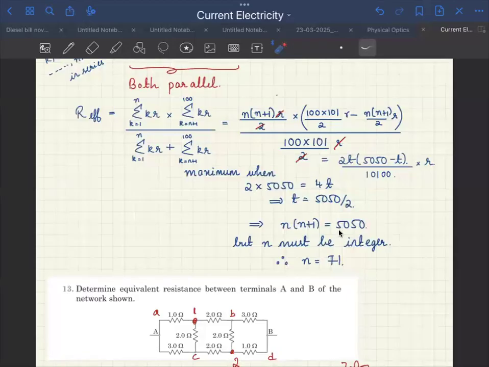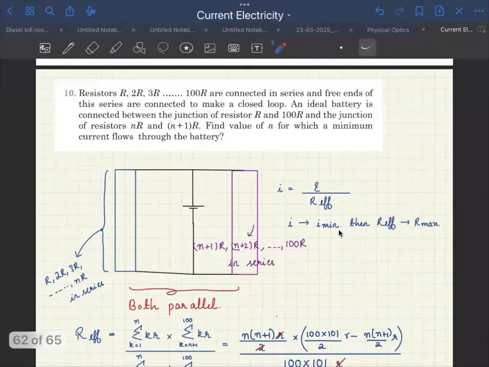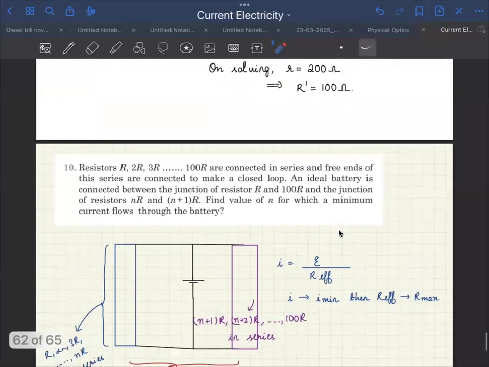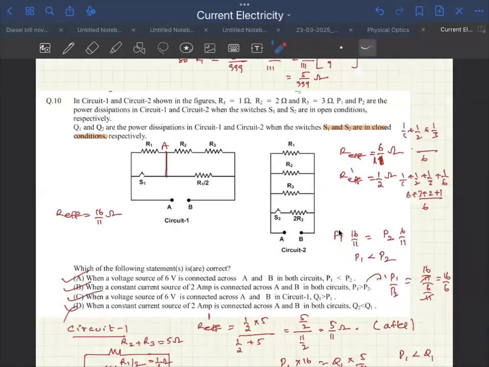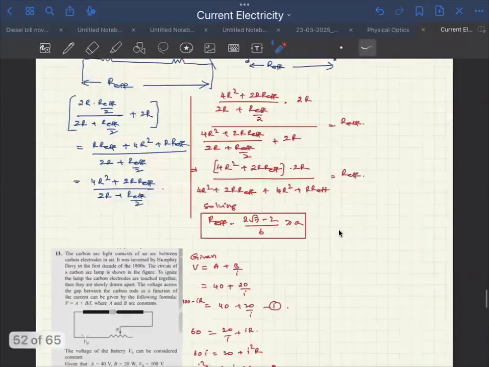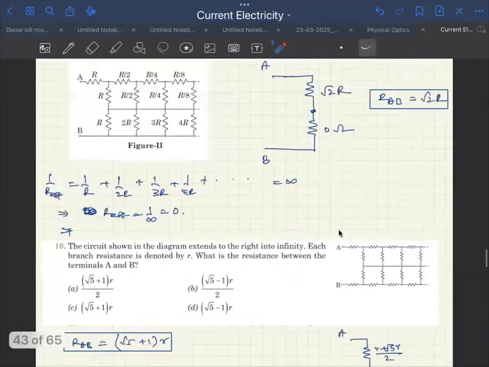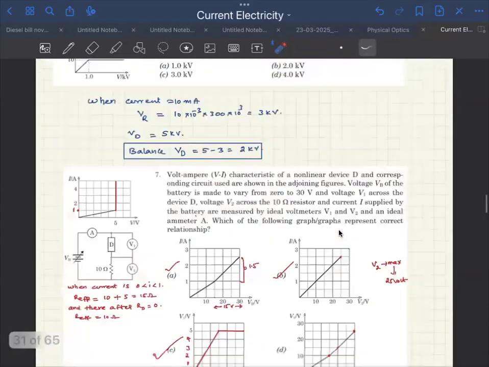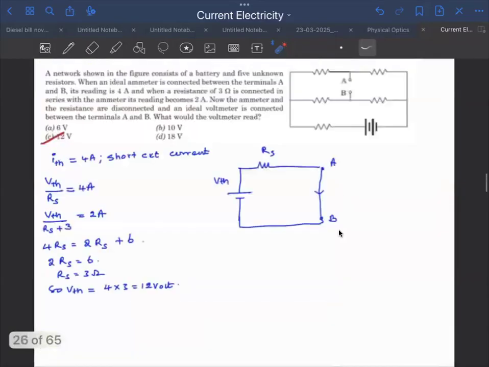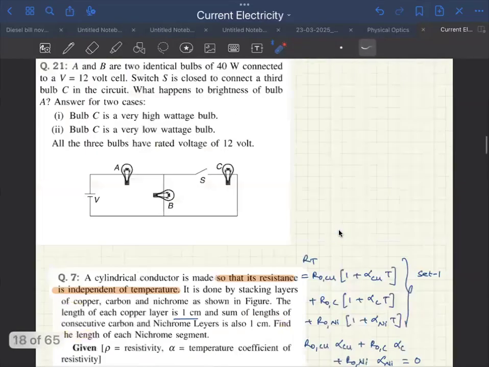So, in continuation to my yesterday's class, today we are dealing with current electricity, the second class. What is the objective of today's class? Basically, we will now work on the resistance part. Before I start with the resistance part, I just want to give you some clarity again.